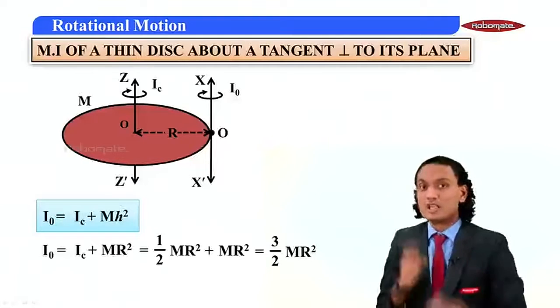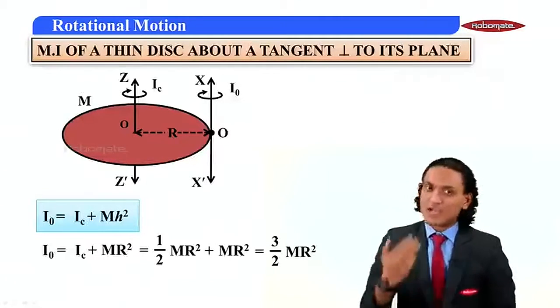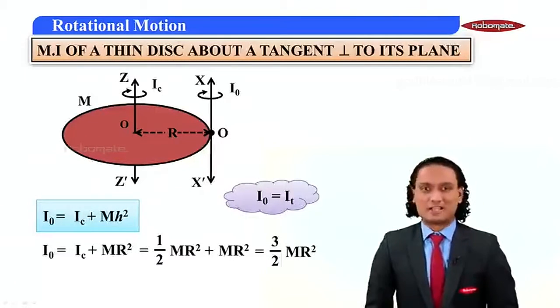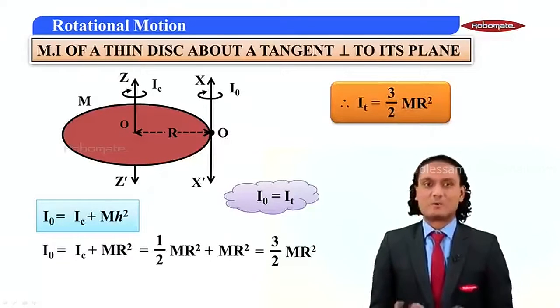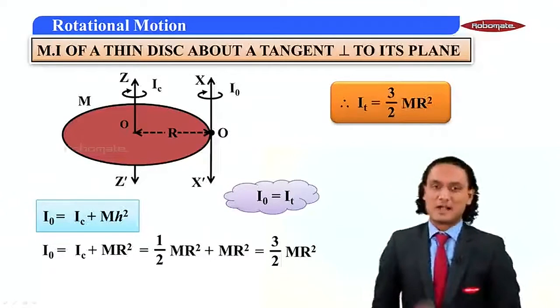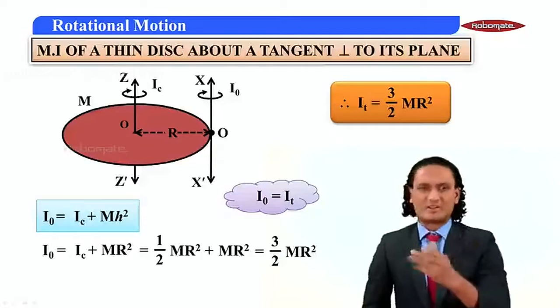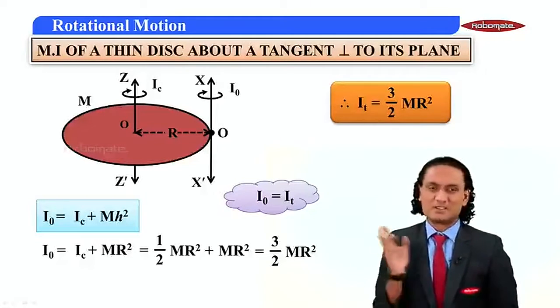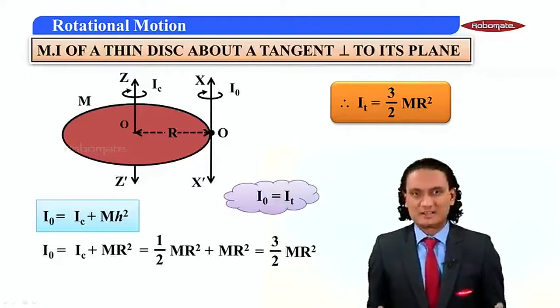Now students, X dash is your tangent, so again you can write I naught is equal to IT. So then we have IT is equal to 3 by 2 MR square. Again a simple derivation students. It's all like that ring. Same, here it is just the disc. Is that clear? Any doubts in this?